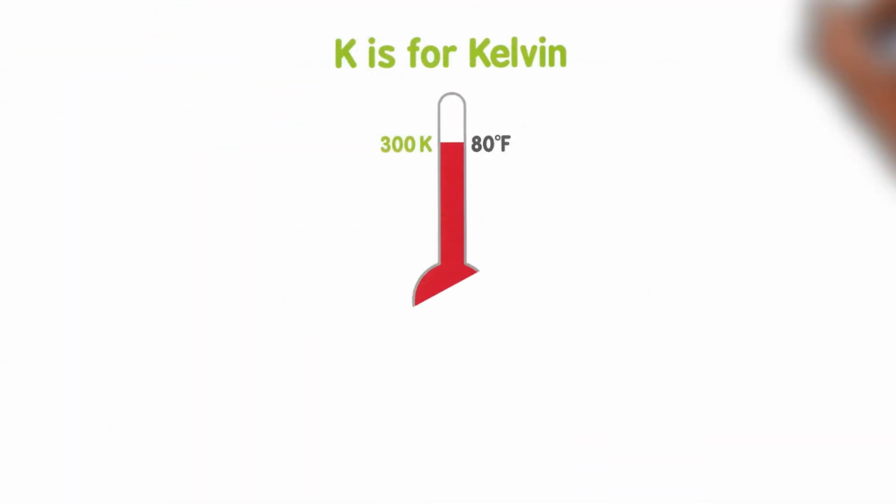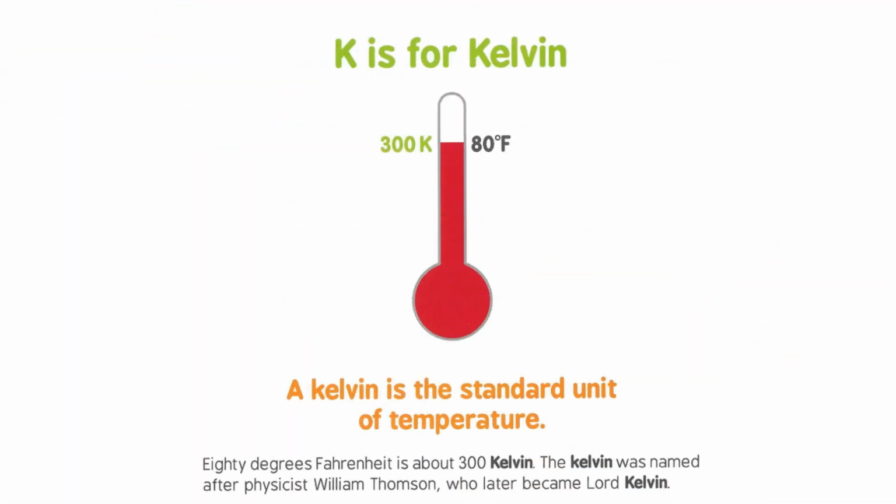K is for Kelvin. A Kelvin is the standard unit of temperature. 80 degrees Fahrenheit is about 300 Kelvin. The Kelvin was named after a physicist, William Thomson, who later became Lord Kelvin.